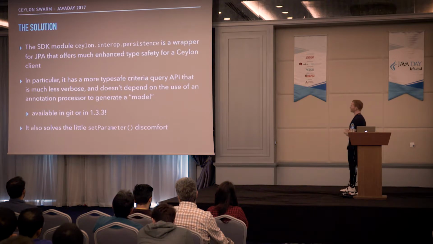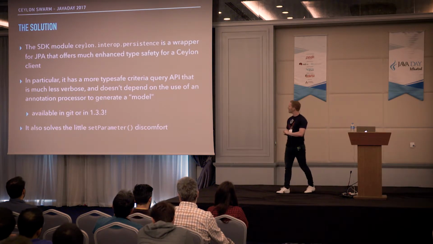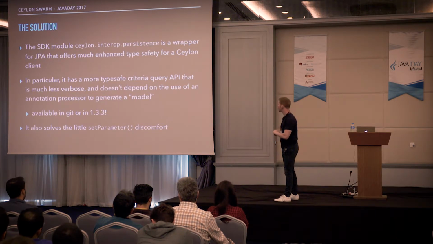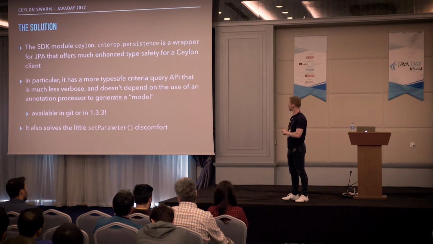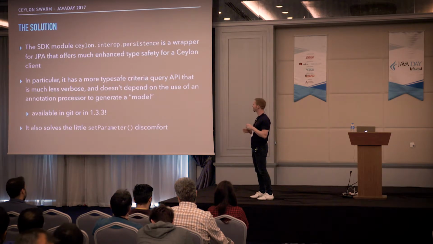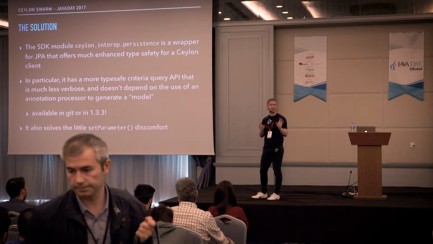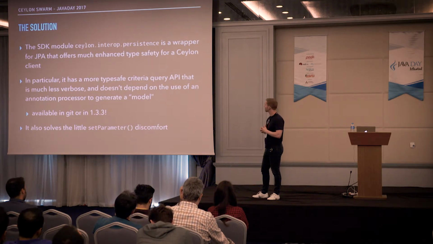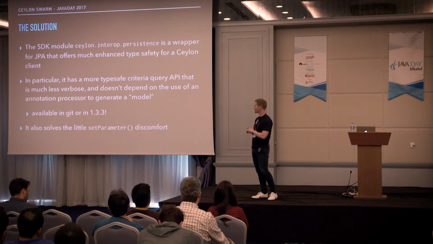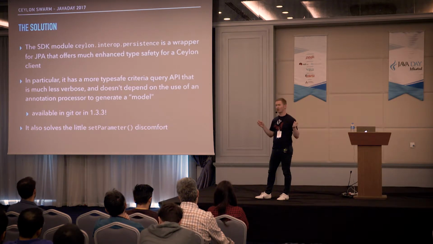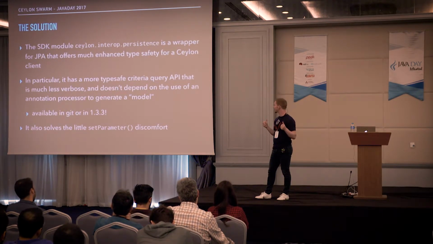The solution to the second problem of the JPA APIs is that, about six months ago, I wrote a module called ceylon.interop.persistence that now forms part of the Ceylon SDK. It's not even really a wrapper. It doesn't try to totally abstract JPA. It's just a little wrapper for a couple of the important APIs in JPA that offers much better type safety for a Ceylon client. In particular, it has a criteria query API that we'll see a bit later. That's a big improvement over what JPA offers.